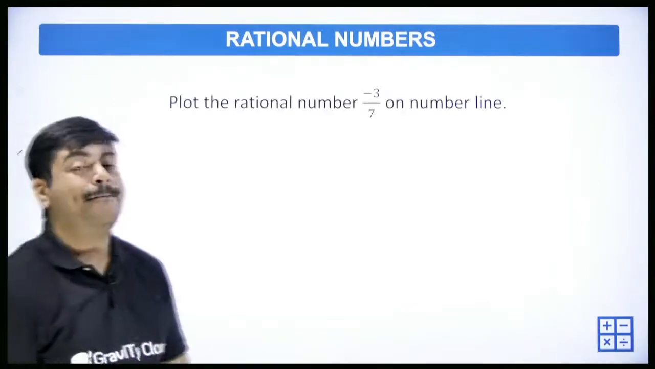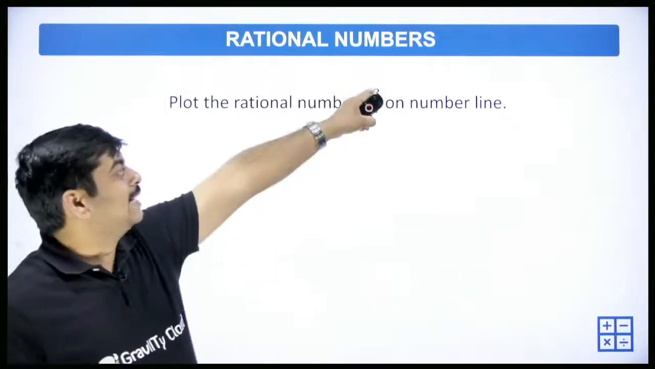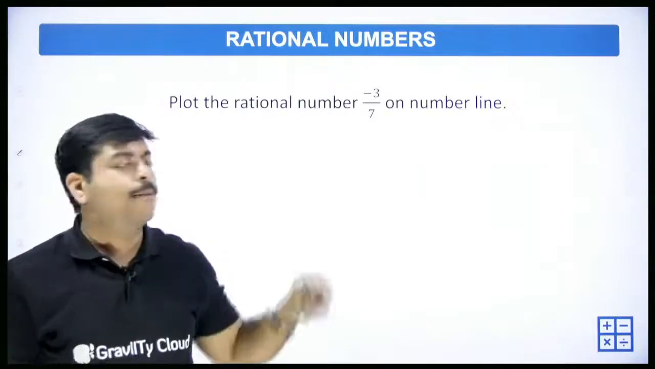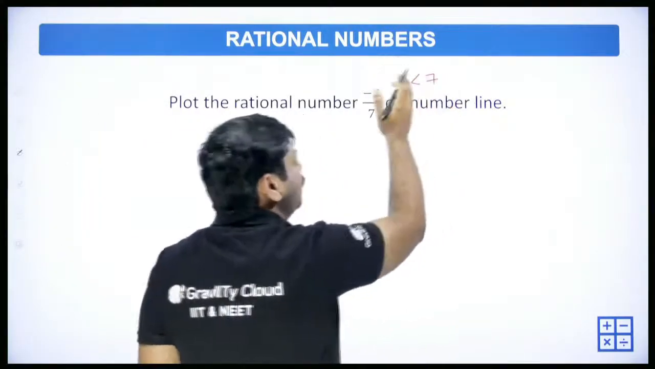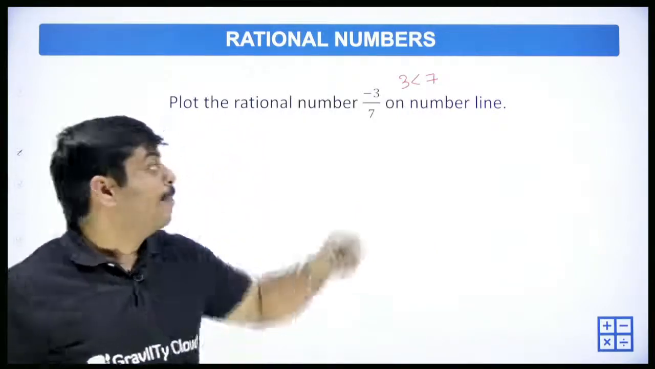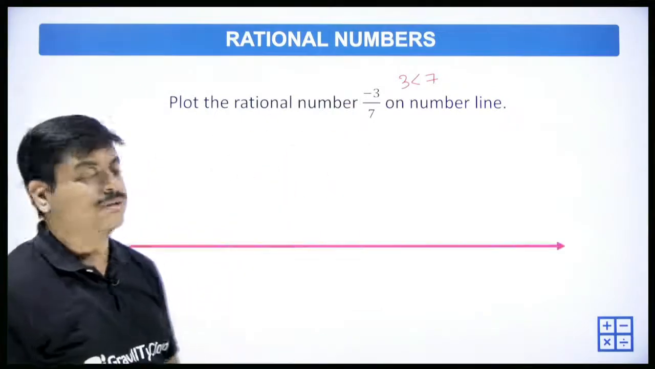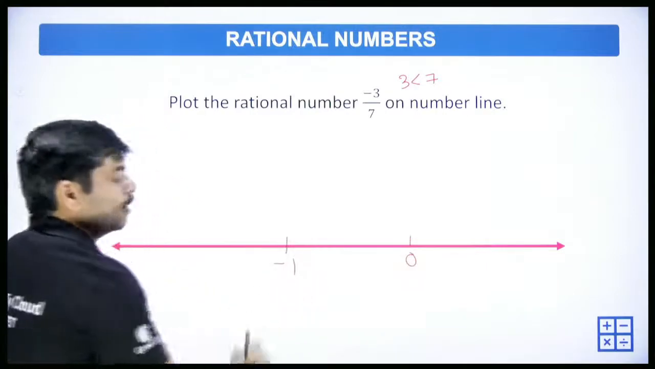Plot the rational number minus 3 by 7. Once again, 3 is less than 7, so the numerator is less than the denominator. Positive or negative, we'll see. It is enough to say that it is a number between 0 and 1. But as we have a negative number, it is a number between 0 and minus 1.